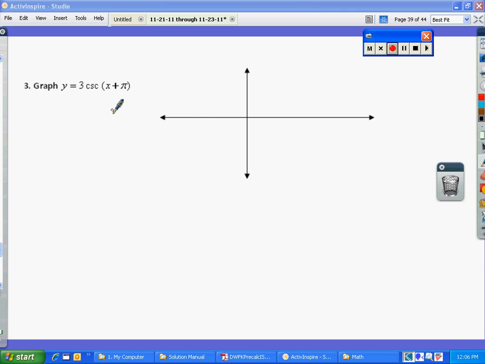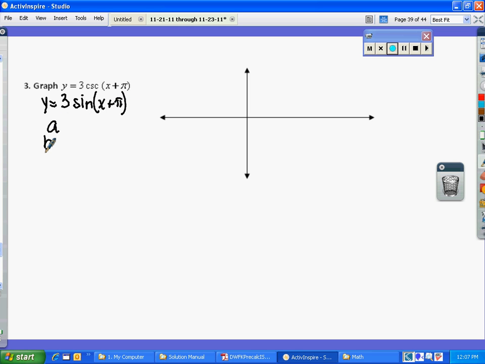Okay, so now to graph y equals 3 times the cosecant of x plus pi. For this graph, we actually are going to first graph the associated sine function. So the reciprocal function of cosecant is sine. So I'm really going to first graph 3 sine of x plus pi. So I have to identify A, B, C, and D in order to graph this.